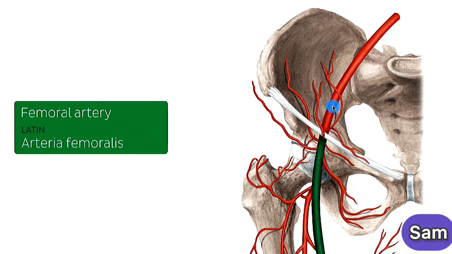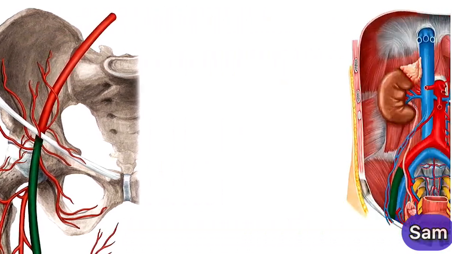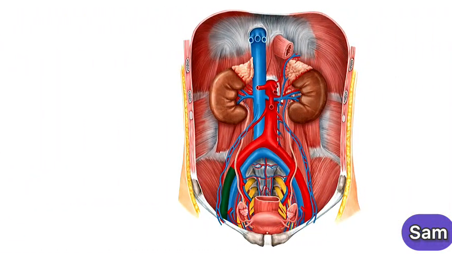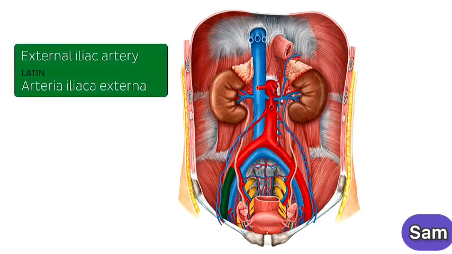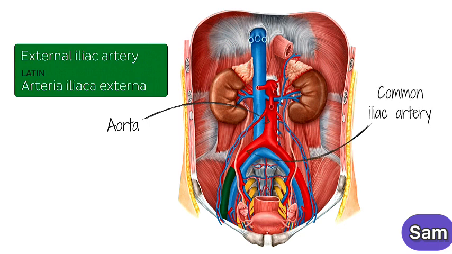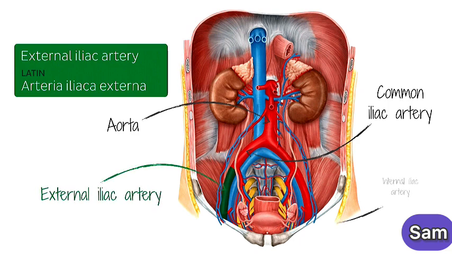We can also see the transition from the external iliac artery to the femoral artery as it passes underneath the inguinal ligament, which is this structure here. So the first thing you need to know about the femoral artery is that it is a continuation of the external iliac artery. As you can see in this image, the aorta bifurcates into two common iliac arteries. Each common iliac artery then bifurcates into the external iliac artery and the internal iliac artery.